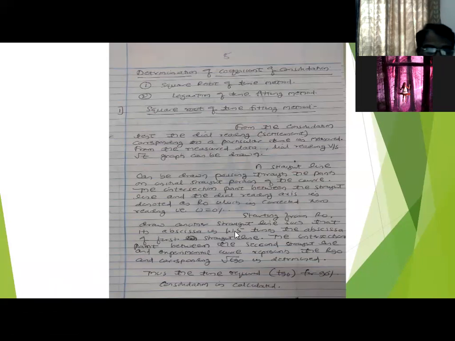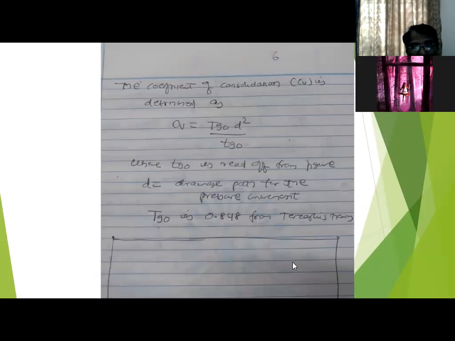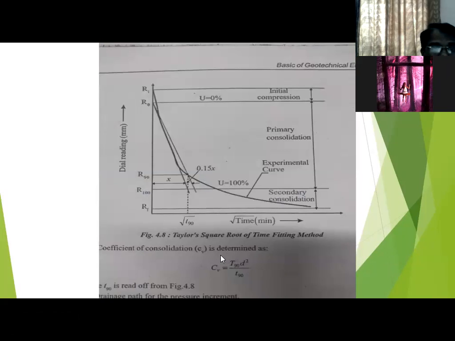Starting from R0, draw another straight line such that its abscissa is 1.15 times the abscissa of the first straight line. The intersection point between the second straight line and the experimental curve represents R90, and the corresponding root T90 is determined. So now this is R0, and whatever this is, it is 1.15 times that which is taken.